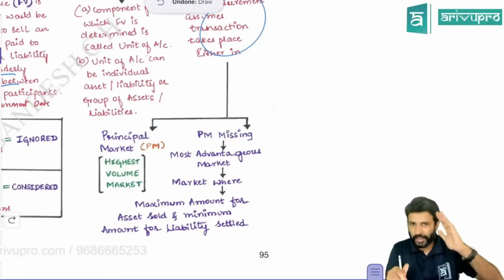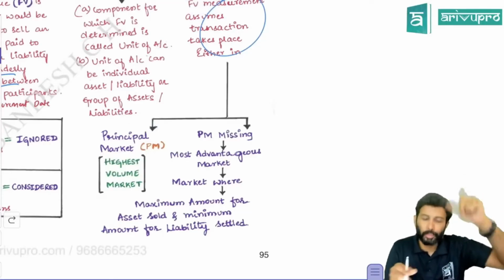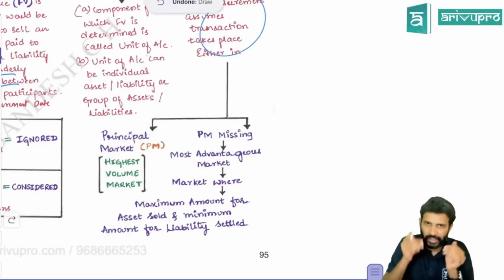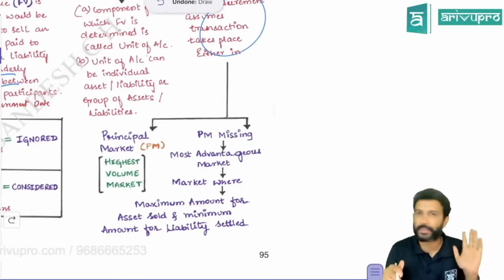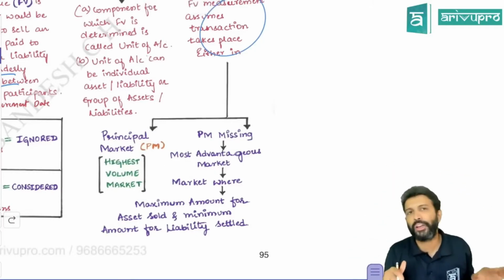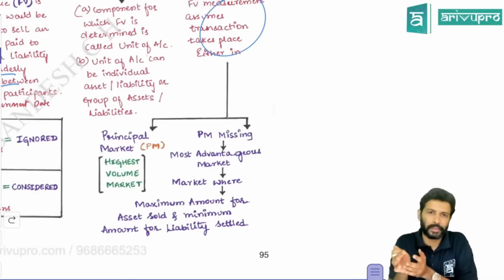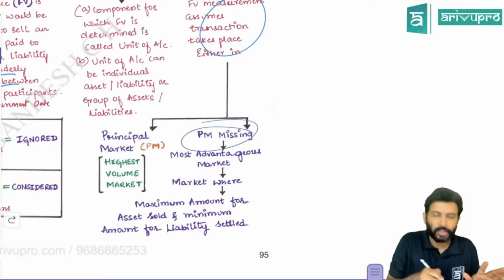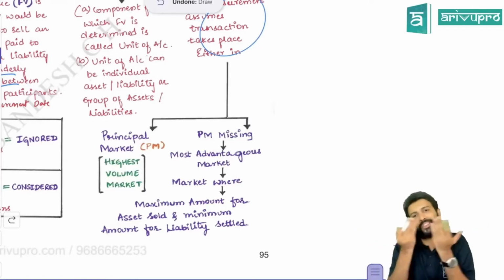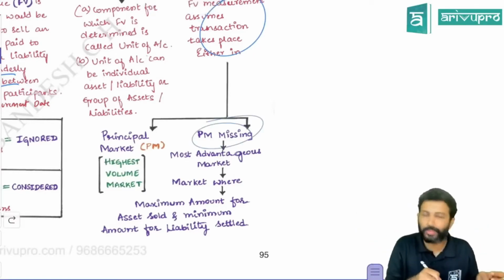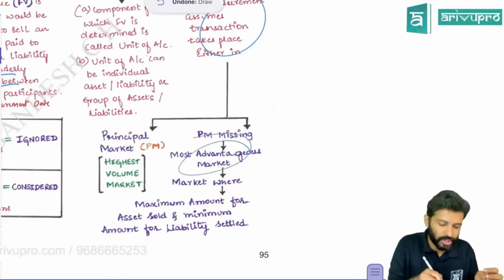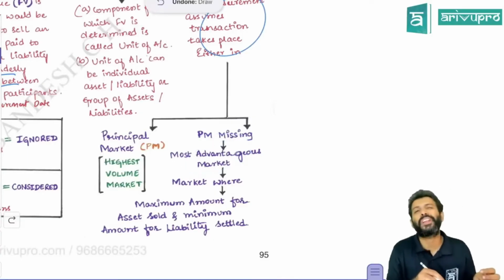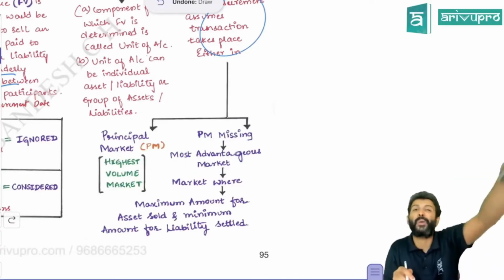Principal market means the highest value, highest volume market. That market where these goods are traded in higher volume is the principal market. If you feel you cannot conclude which is the principal market, suppose on NSE and BSE the volume traded is the same, so if the principal market is missing, then you will consider the most advantageous market. Most advantageous market, the name itself is saying most advantageous.